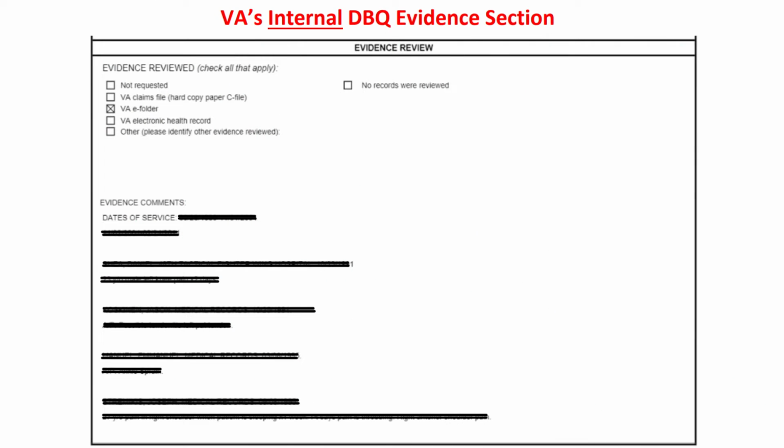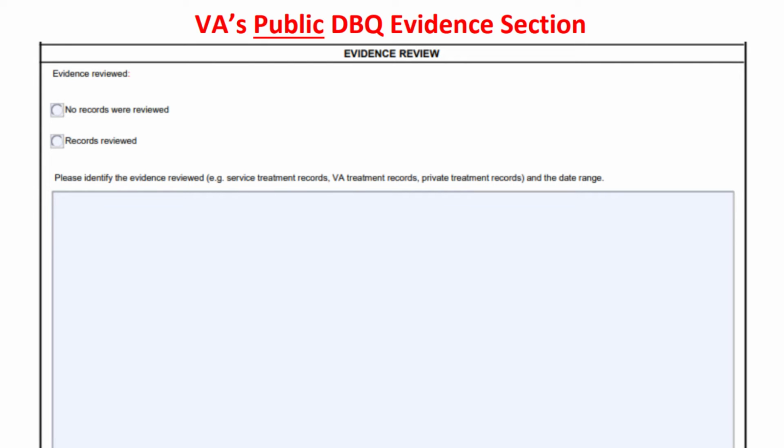Slide number 3. Here's slide number 3. This is the VA's internal DBQ evidence section. Evidence review, not requested, VA claims folder, hard copy, paper, claims file, VA e-folder, VA electronic health record. Now, this is internal. These are the questions that they're asking, all right? Now, slide number 4. This is the VA's public DBQ evidence section, all right?